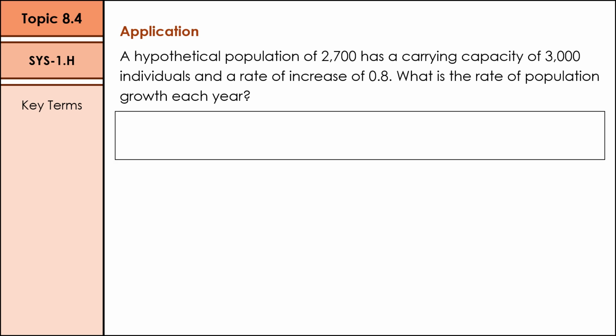Okay, everybody, let's see how we did. Just like before, the first thing that we want to do is identify what values we have. So starting off with our rate of increase, our r value, in this problem we have 0.8. Our initial population is 2,700, and we have a carrying capacity. Remember, we represent that with a K. That is 3,000, and we are looking for our population growth rate.